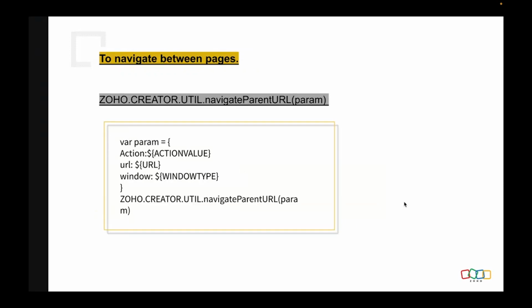And finally, there is navigateParentURL. This JS API will help you to navigate between URLs in the same window. For example, you would like to open a URL in the same page where the widget is configured. From inside the widget, you can use this navigateParentURL JS API. So let me show one example for this as well.